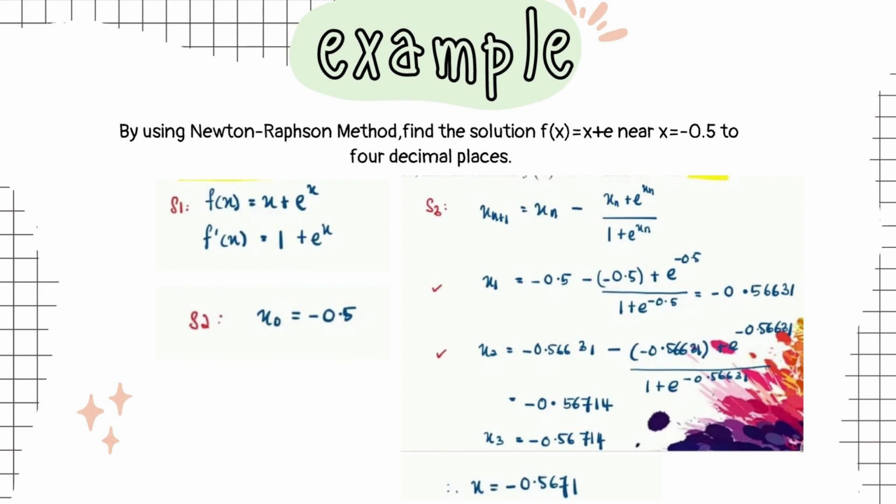which is negative 0.5663. Please take note, the question asks for 4 decimal places. As I said before, the working steps must have one extra decimal place. So in this question, you have to give your answer in working steps to 5 decimal places. So we'll have negative 0.56631. So we just continue. This will be our next value of x. So we will have x2 = negative 0.56631 minus negative 0.56631 plus e^(negative 0.56631) over 1 plus e^(negative 0.56631).